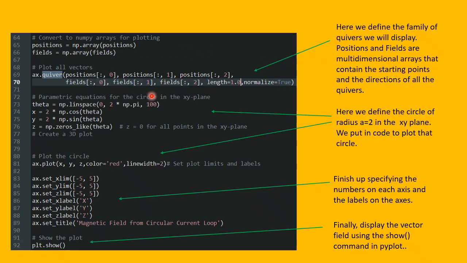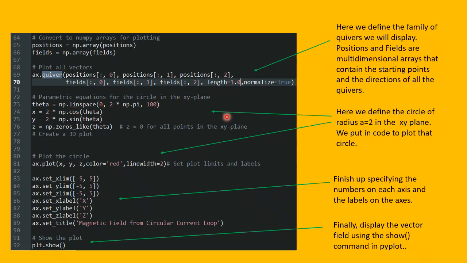So in this part here, we're defining the family of quivers that we want to display, and we have two multidimensional arrays, positions and fields, that tell us where the quivers or arrows, the vectors, start, and what direction they're going to be pointing in. Okay, so let's look at the next part of this code.